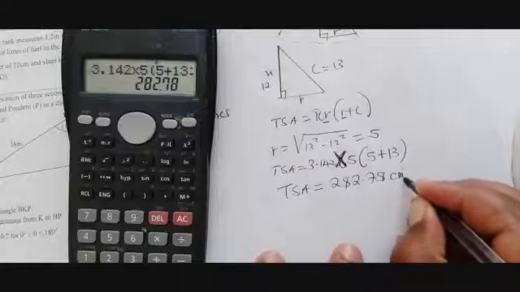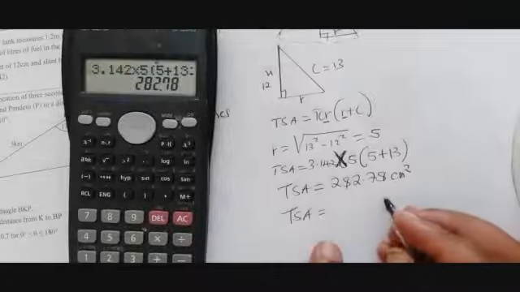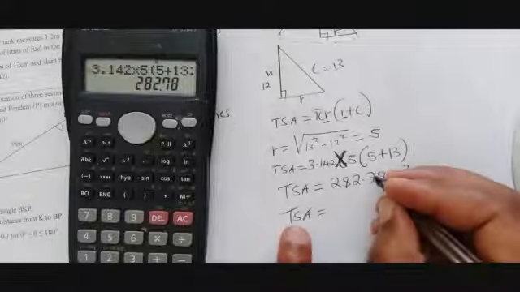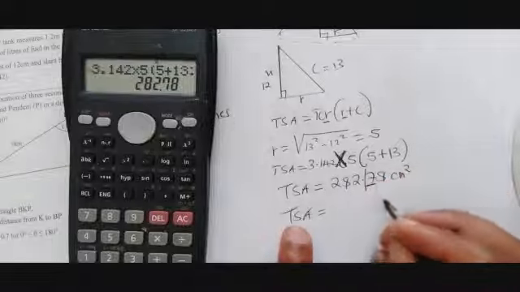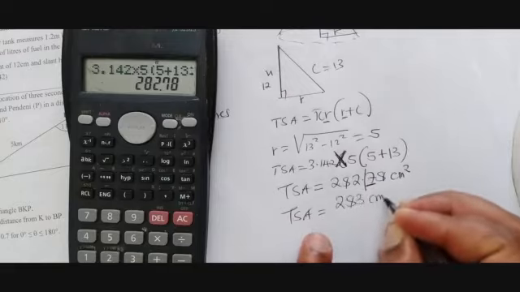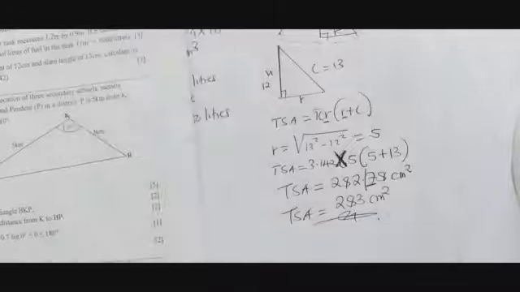square centimeters. So total surface area can be written as correct to 3 significant figures, 1, 2, 3. We cut here and consider this one as 1. 1 plus that 3, 283 square centimeters. This is the answer. And we are done with question 9. We go to question 10.